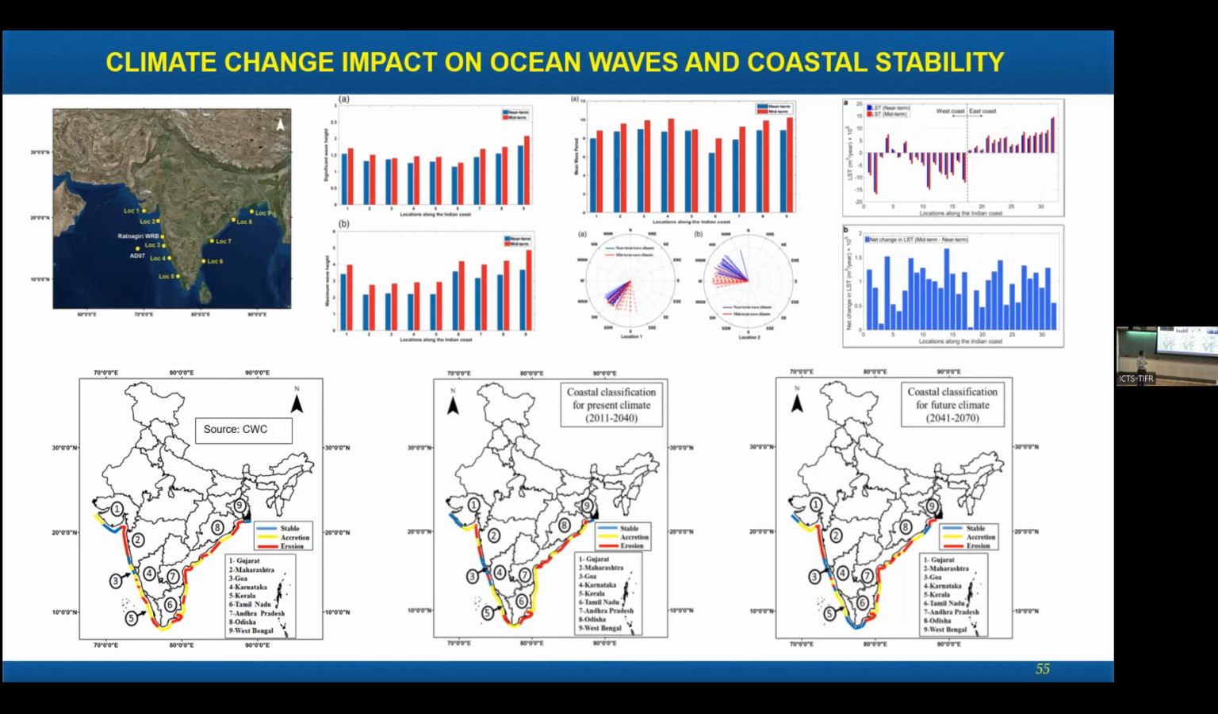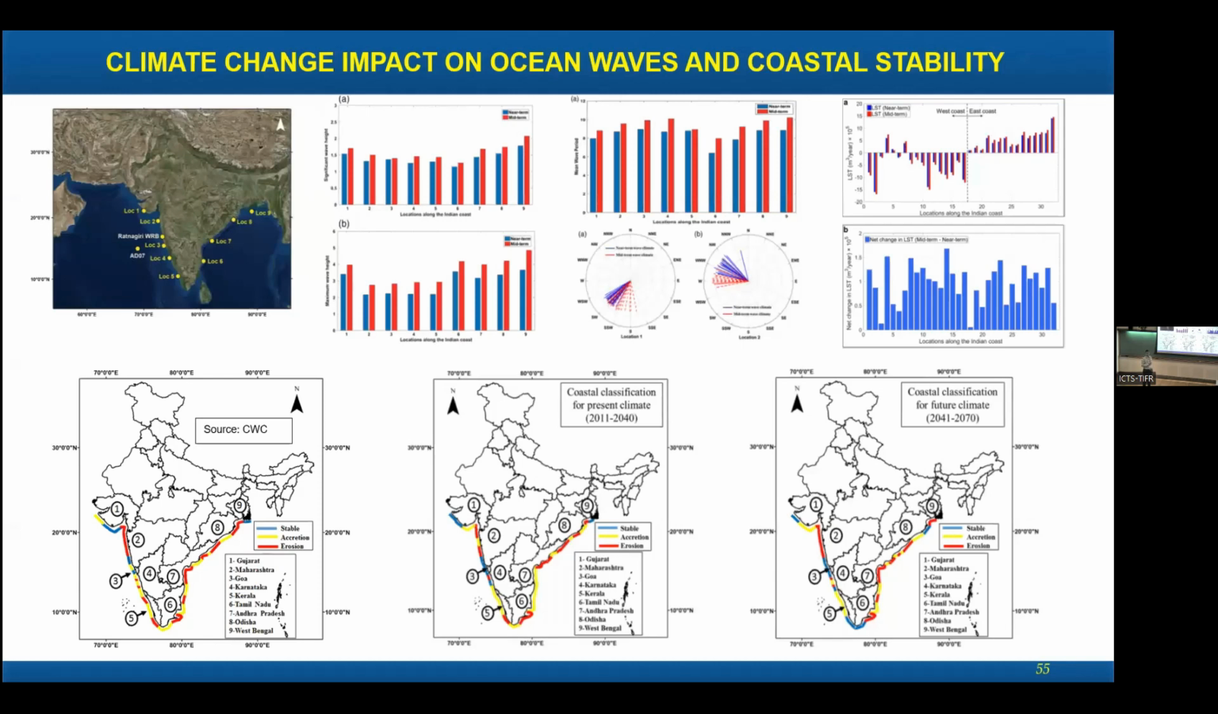We consider near term and future term. Sometimes people call it near future, far future. Up to 2041, we consider as near term. Then 2070 to 2100, we consider as far term. So that is what we considered. And we found that wave heights are increasing as we move into the future.